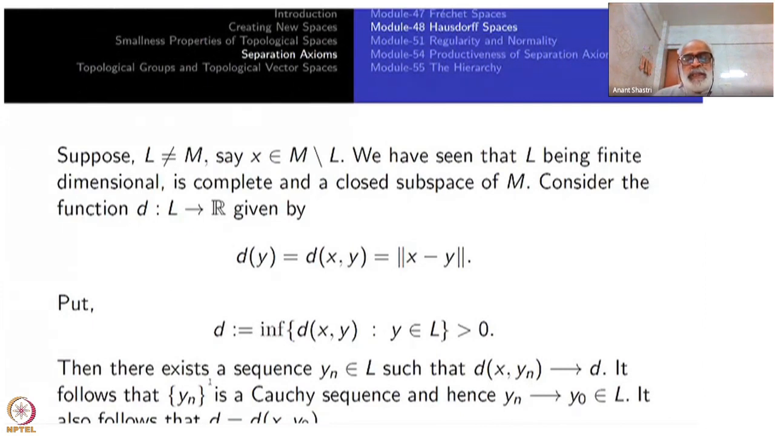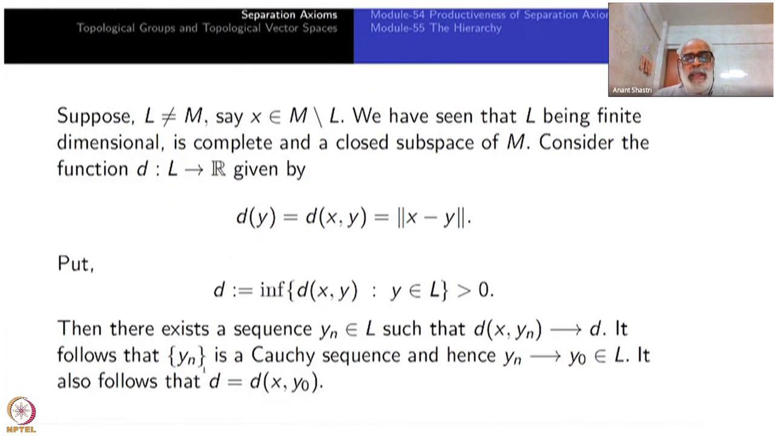Then there exists a sequence yn inside L such that the distance between x and yn converges to d. What is d? d is the infimum. By the definition of infimum, you must have points converging to it. Those are nothing but the distances of x from yn; they are real numbers, and they converge to d. It follows that yn is a Cauchy sequence. But the yn's are inside L, which is complete, so yn converges to some y0 belonging to L.